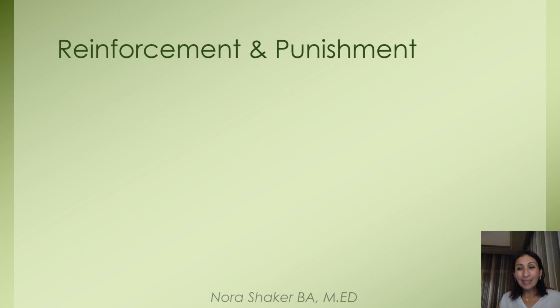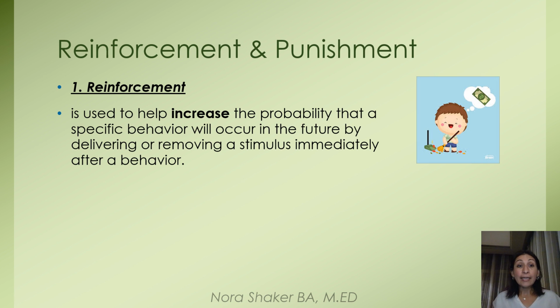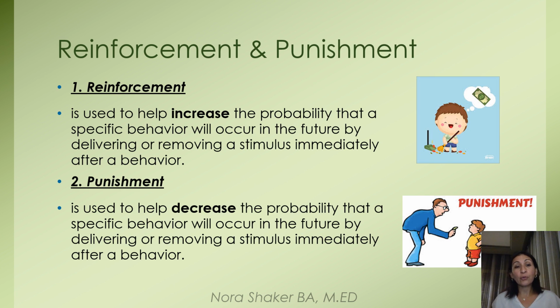So again, simply put, what is reinforcement and what is punishment that we just talked about? Reinforcement is used to help increase the probability that a behavior will occur in the future, while punishment is used to help decrease the probability that a specific behavior will occur in the future. Again, reinforcement increases, remember that, the probability of a behavior, while punishment decreases the probability of a behavior.